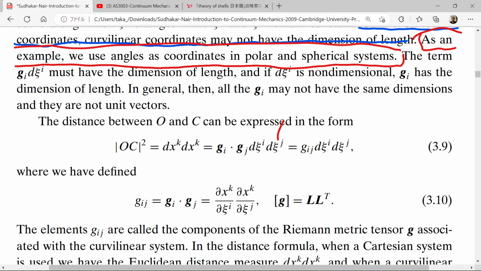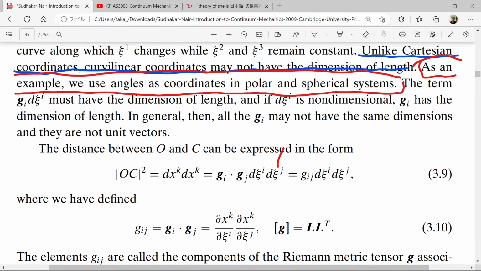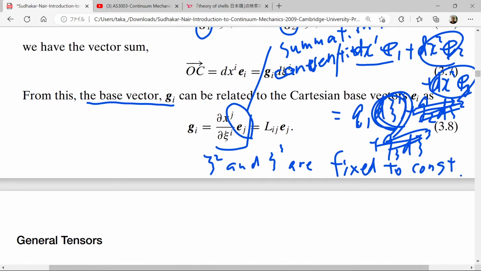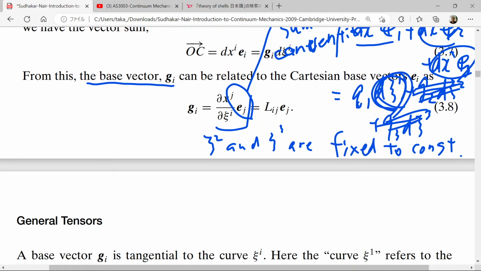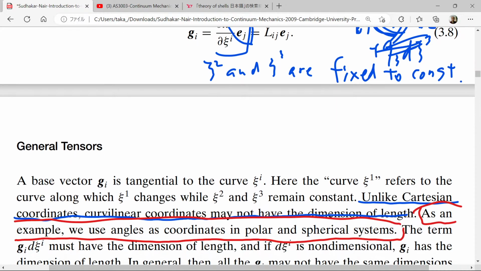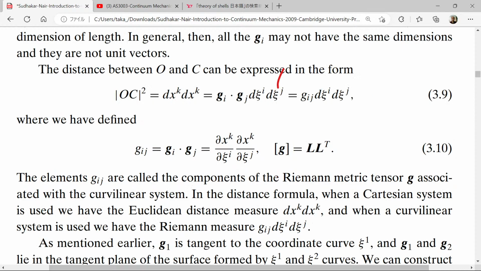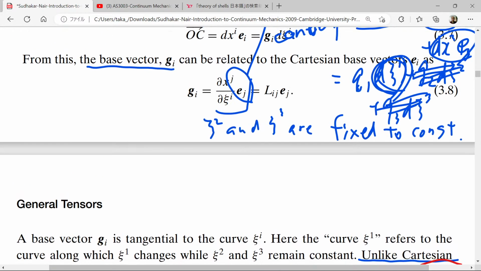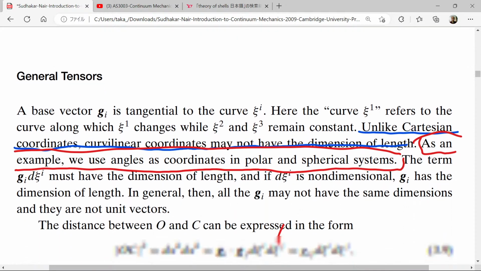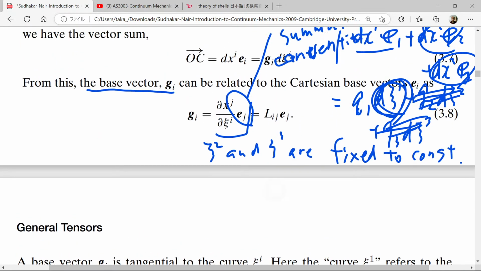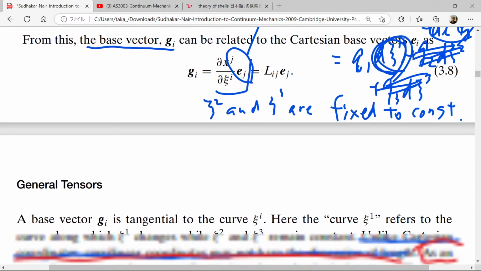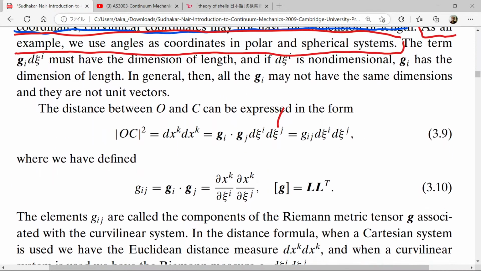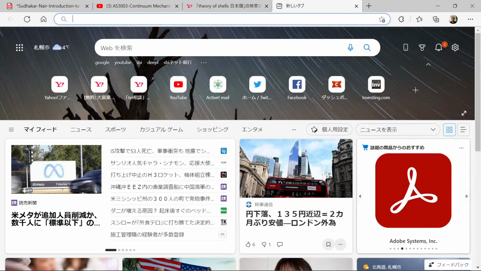Interesting. What is the original definition of g? This is the original definition, right? Interesting. Shall I use the whiteboard maybe?